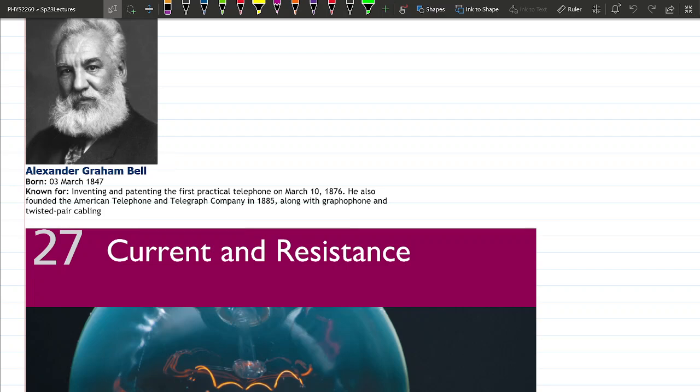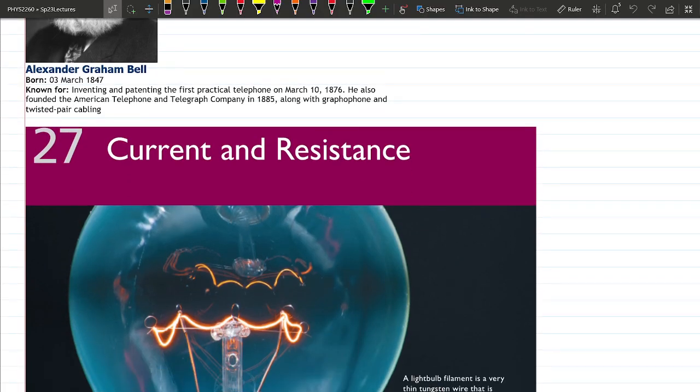He was actually the first to patent one that was practical, meaning he was able to pick up a phone on the east side of New York and call someone on the west side just by connecting a wire between the two. And of course he's also the founder of the American Telephone and Telegraph Company. What does that acronym stand for? It's just AT&T, yeah. That company is still around, so it's kind of cool. Anyway, he does this because he understood current and resistance, right?